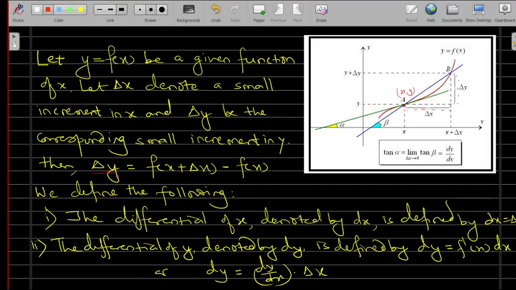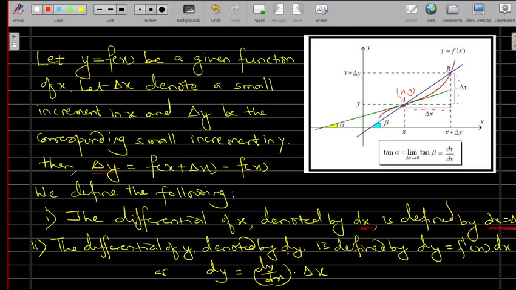Then del y is f of x plus del x minus f of x. Then we define the following: the differential of x, denoted by dx, is defined as dx equal to del x.